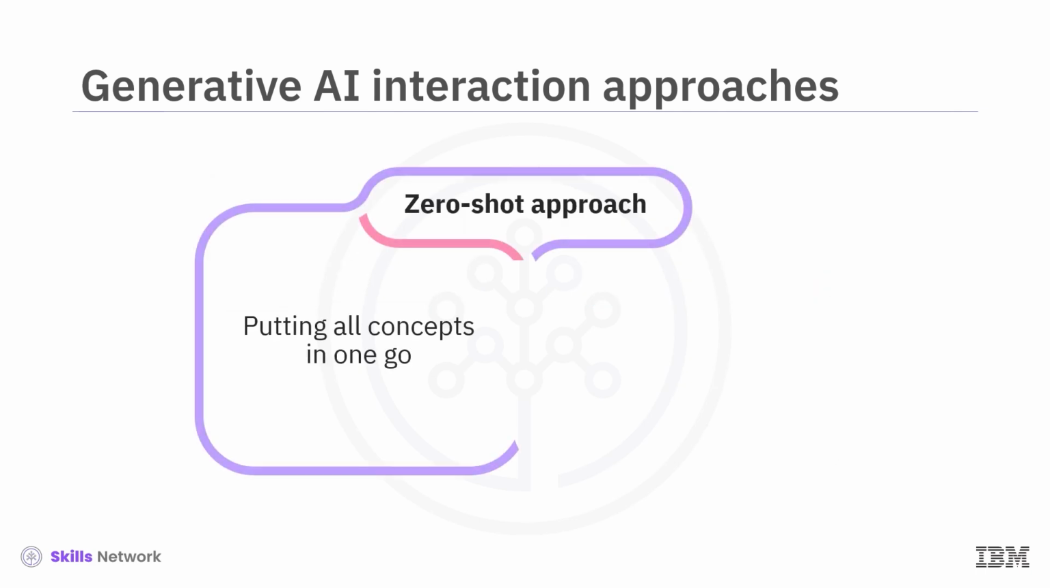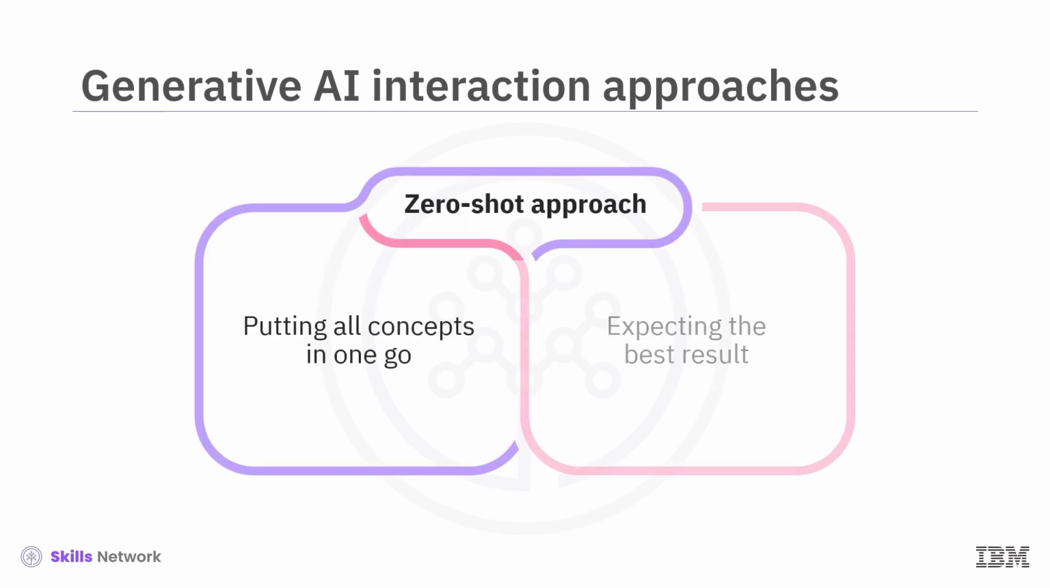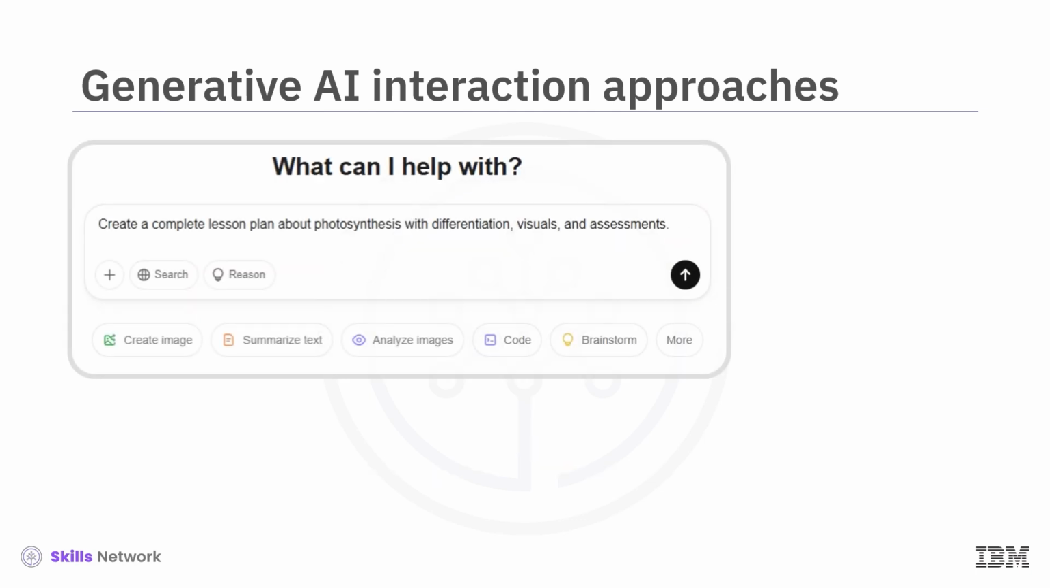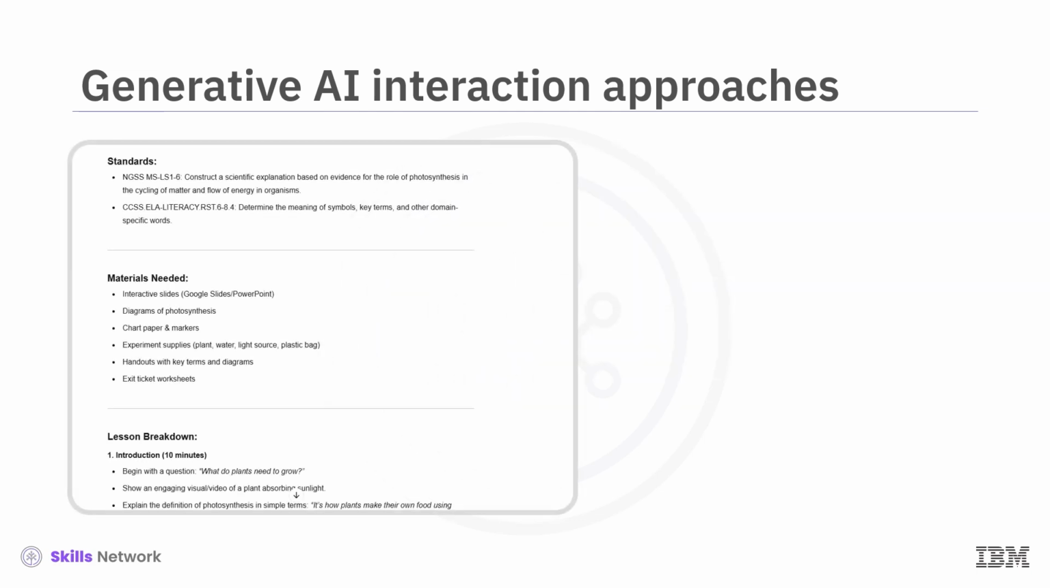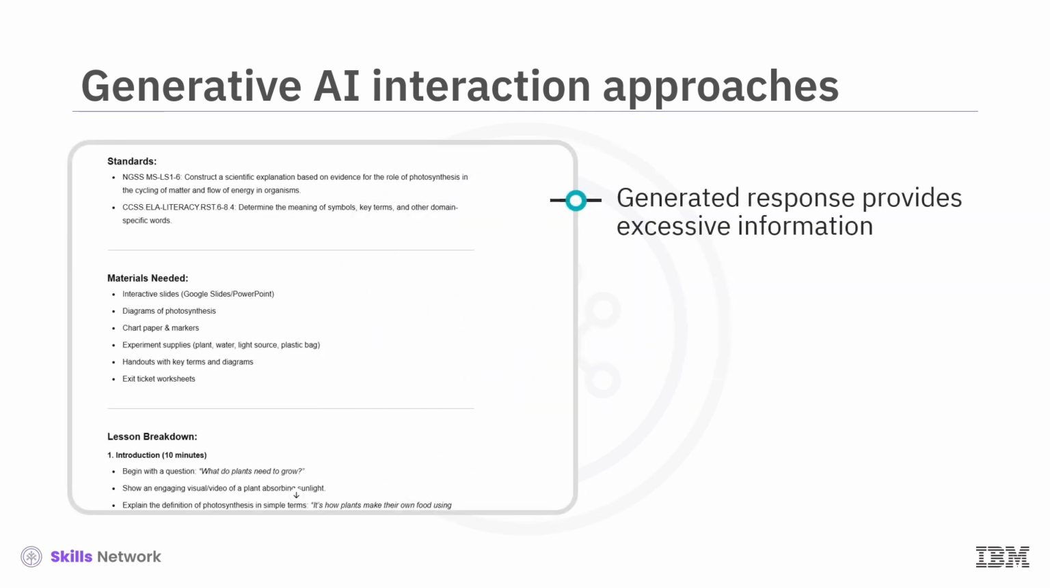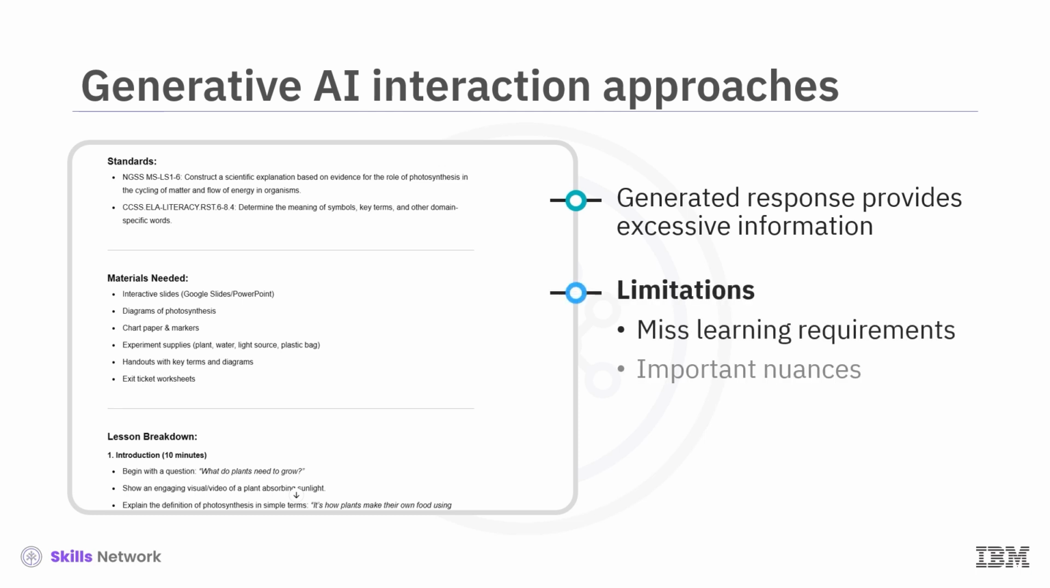Imagine you're trying to teach multiple concepts in one class and expecting the best result from the learners. The zero-shot approach is similar to this. For example, while using ChatGPT, you entered a prompt: create a complete lesson plan about photosynthesis with differentiation, visuals, and assessments. This prompt looks simple. However, the generated response provides excessive information about photosynthesis, which may miss the learning requirements, important nuances, and content quality.